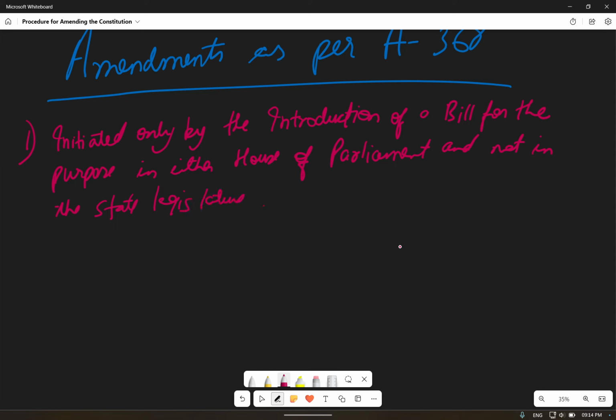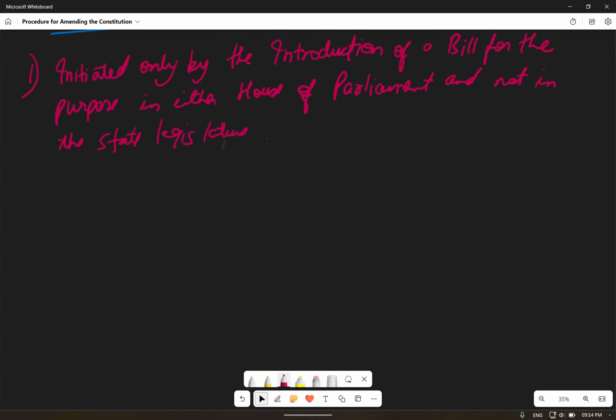Yes, in the other type of amendment where the ratification of the state legislature is required, in no case will the introduction of the bill be done in the state legislature. The amendment can take place only by the introduction of a bill, and this introduction has to be done first in either of the houses.